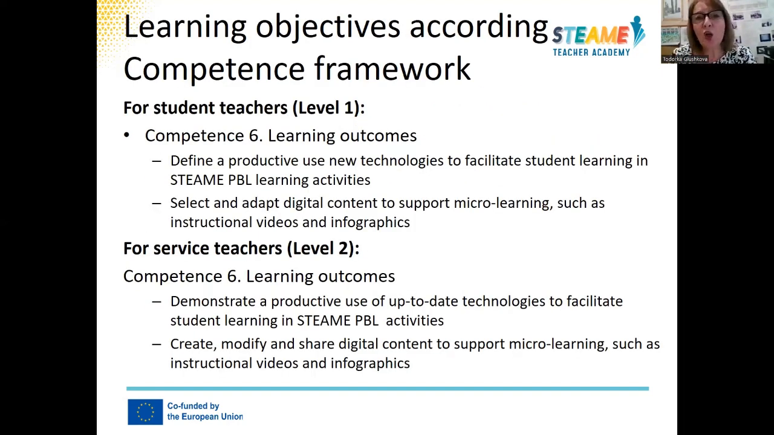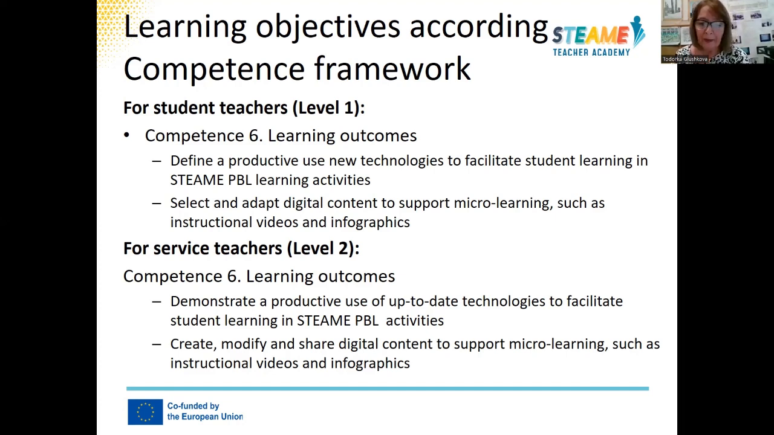We can see learning objectives according to the competence framework. The teachers will be divided into two groups: student teachers, who are at level 1, and in-service teachers at level 2. Both groups of teachers reach competence 6. The learning outcome for this competence for the first group of teachers is to define a productive use of new technologies to facilitate students' learning in STEAME project-based learning activities.